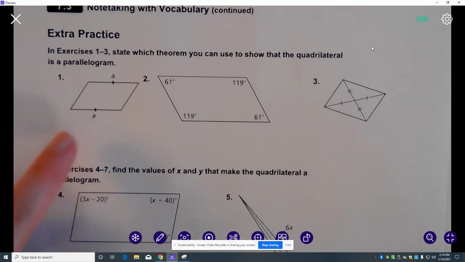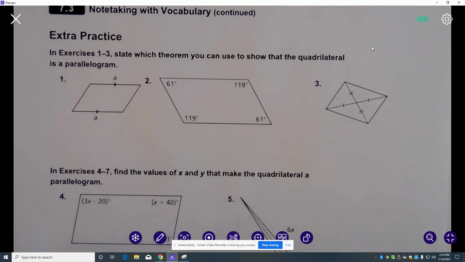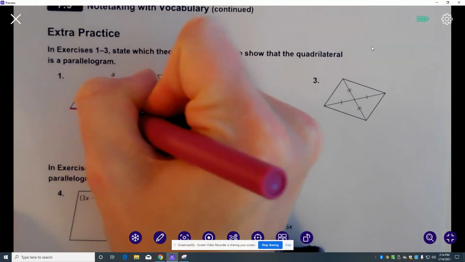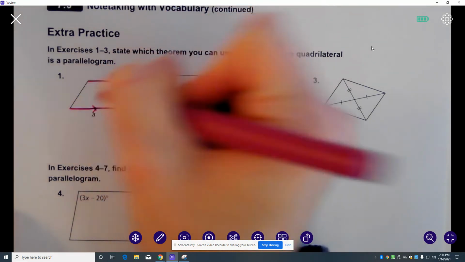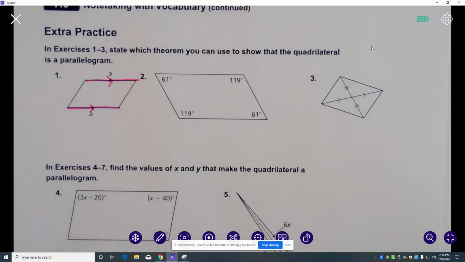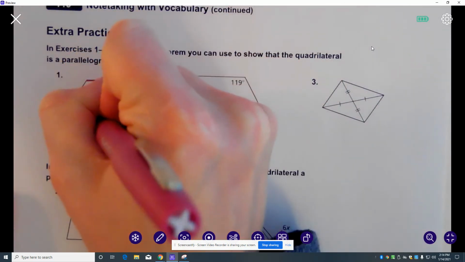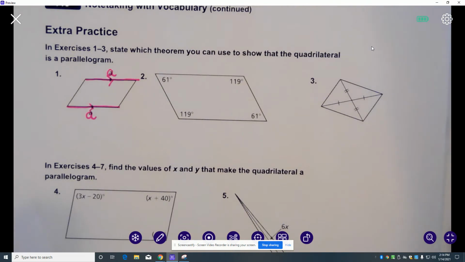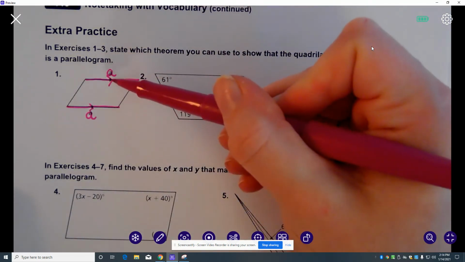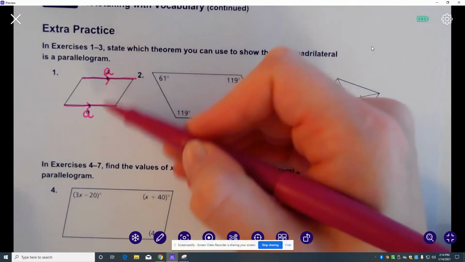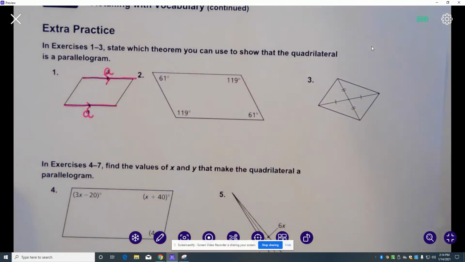So in number 1, we have this quadrilateral, and they tell us two things about it. The first thing they tell us is that these two opposite sides are parallel. That's what the arrows mean. Now, if that was the only information we had, we wouldn't be able to tell if it was a parallelogram. However, they also tell us that these opposite sides both have a measure of A. And so these opposite sides are parallel and congruent. If we know that a pair of opposite sides are parallel and congruent, we know it's a parallelogram.